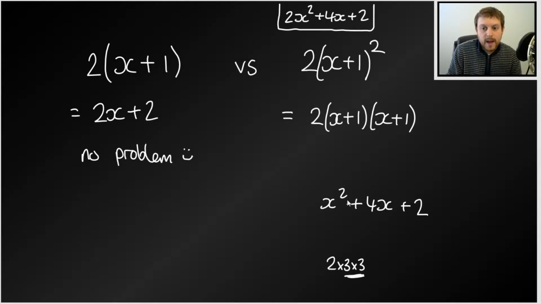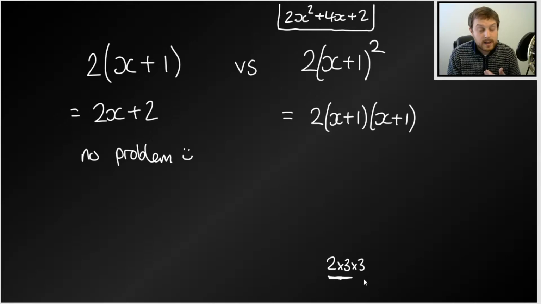And we can do it in a different order. This time I'm going to do 2 times 3, which is 6, and then multiply that answer by the last 3 to get 18. So here I'm going to do this one first, get an answer, and then times that answer by x plus 1. So we've just seen what 2 lots of x plus 1 is.